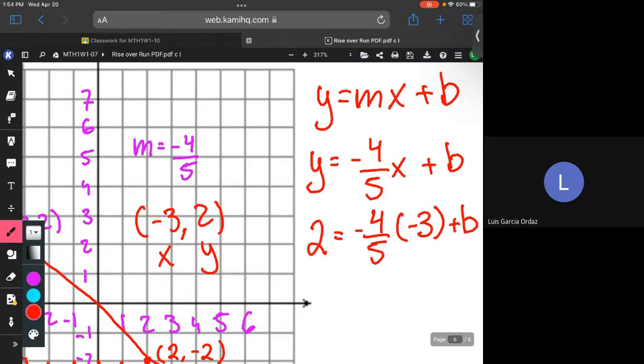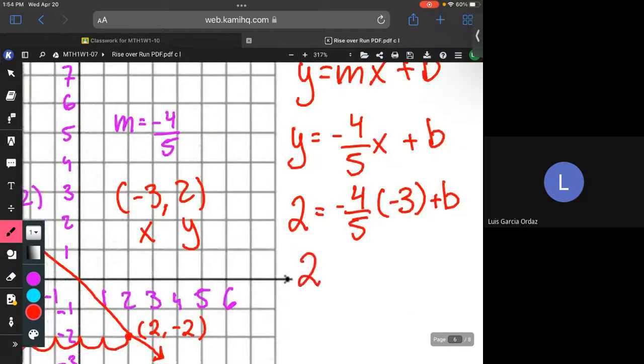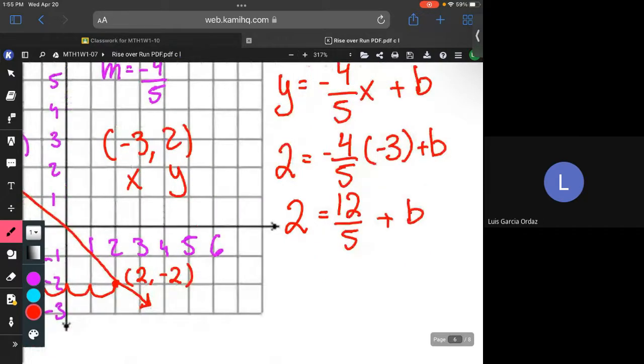Oh, look, guys, it's algebra again. It's equations. So who can tell me what -4 over 5 times -3 gives me? Yep, 12 over 5 plus b. Remember, I want the variable b to be alone. So is there anything I have to move over? Is it the 12 over 5? Yeah, we're going to move it over, so it becomes what? Yep, -12 over 5.